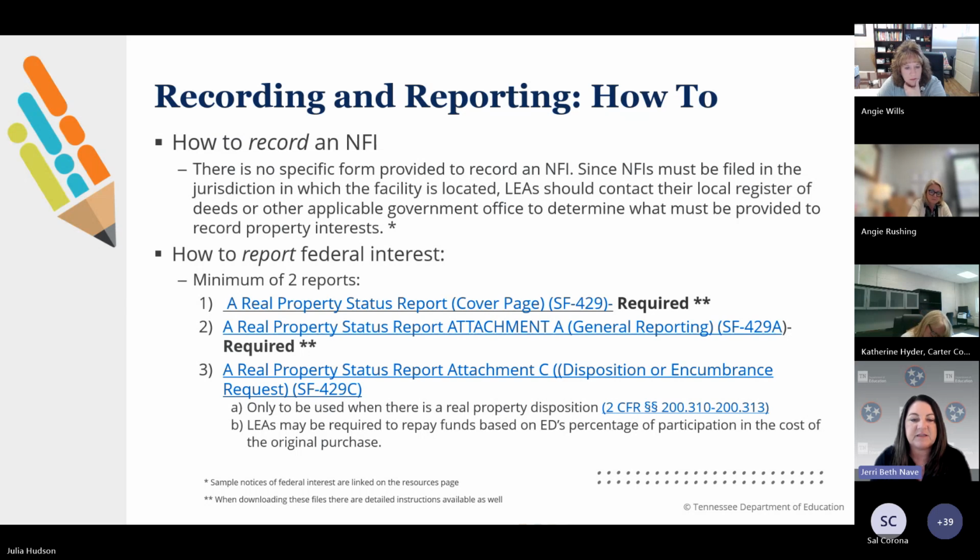There is a cover page that is required, and then the real property status report, attachment A, that is required. And if you have multiple properties, you may have to do that report, of course, more than once for each of the properties. So there's a third form, and we are including it here, even though it is only to be used if there is a disposition. And hopefully no one will have that with any of these type of ESSER funded properties, but we do have that linked as well.